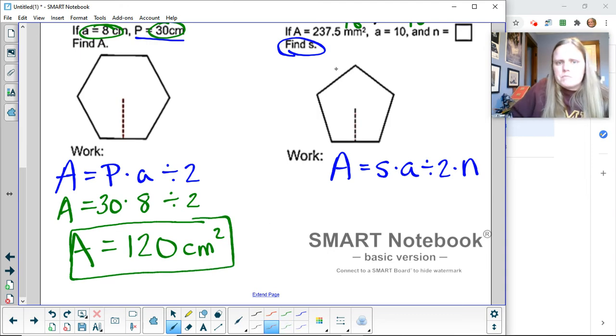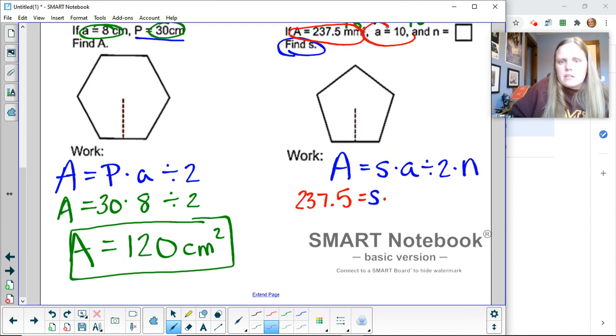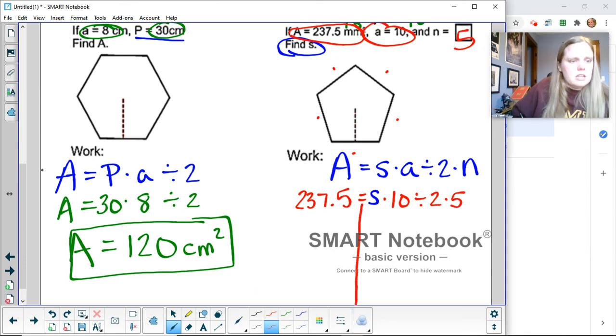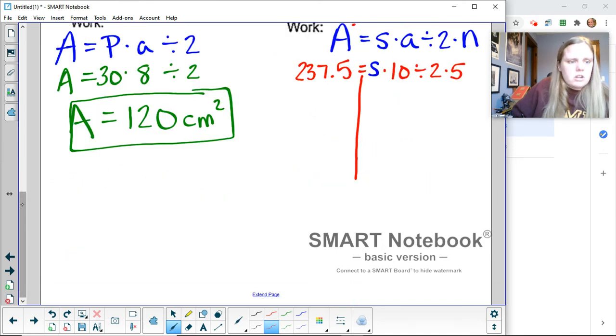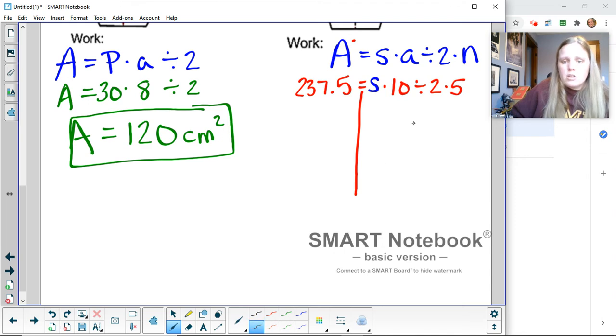Okay, next one. We've got capital A given to us. So I'm going to replace that capital A with 237.5. Little s is missing, so I'm going to leave that in blue. Little a is a length of 10. Divide by 2 is part of the formula, and then multiply by the number of sides, which this happens to be a pentagon with 5 sides. And then we're going to do a T-chart. I need to make some more room. Now, if you did your T-chart different than what I'm demonstrating, as long as you're getting the same answer, you're good to go.